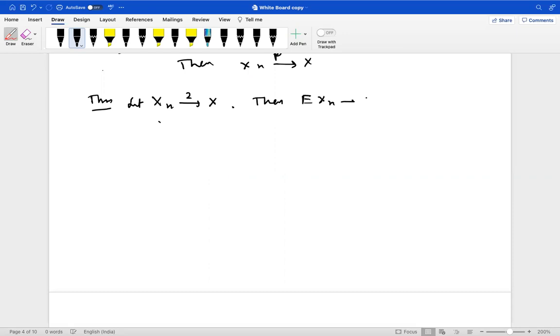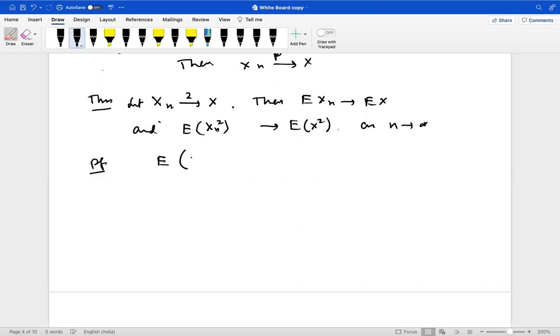Expectation of Xn goes to expectation of X, and expectation of Xn square converges to expectation of X square, as n tends to infinity. So this is very important. The proof is using the Cauchy-Schwarz inequality. The outline of the proof is this.